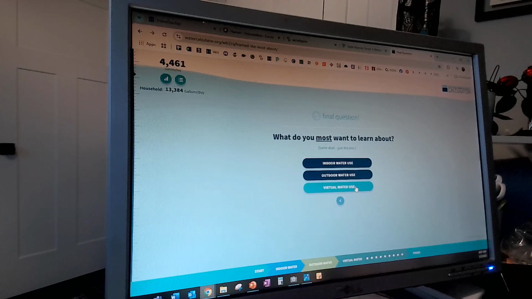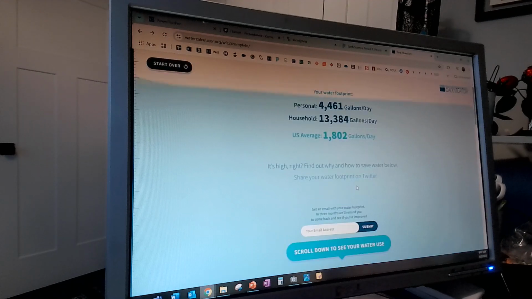This one is honestly, I think, the most interesting because it's things we don't think of. We're not physically touching the water or seeing the water. So then it brings you to this. Personally, I use probably about 4,461 gallons of water per day between my clothing, my food, my actual bathrooming and things like that. Our household is at about 13,384. The US average is only about 1,800.